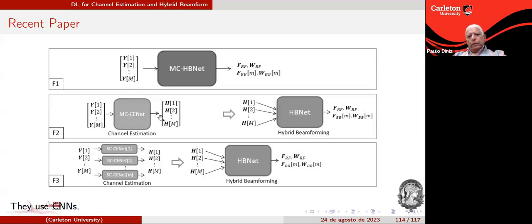And then he proposed three formulations. One formulation goes directly from the signal to the model, and there is an indirect model in which he does channel equalization, then a hybrid beamformer. Okay, so it goes through a middle step here. And then there is a third model, in which he does a channel estimator for each one of the outputs, and after that he tries to get the parameters of the optimum beamformer.